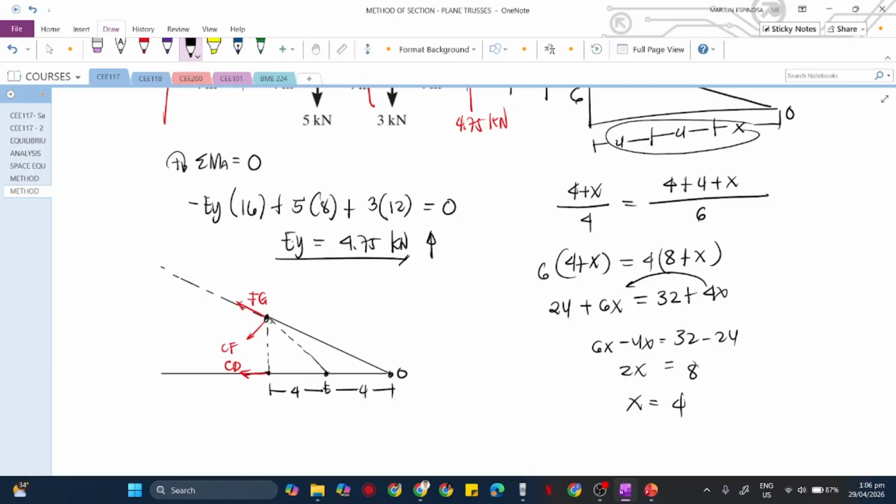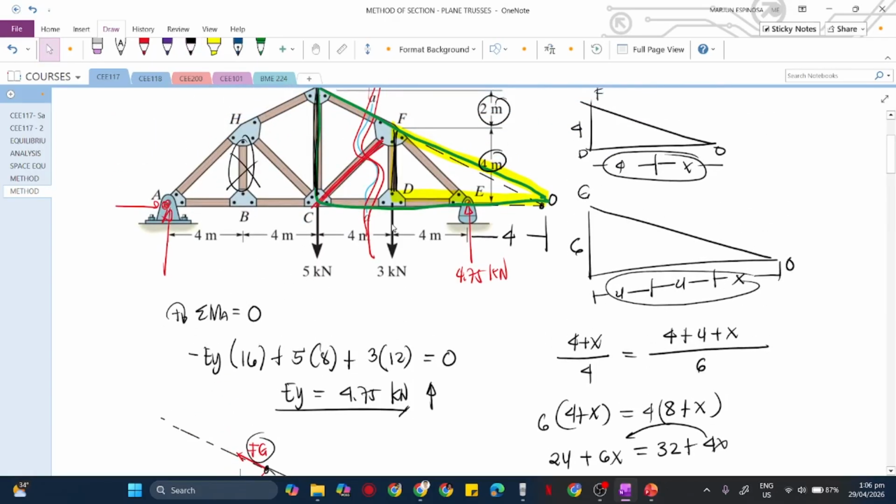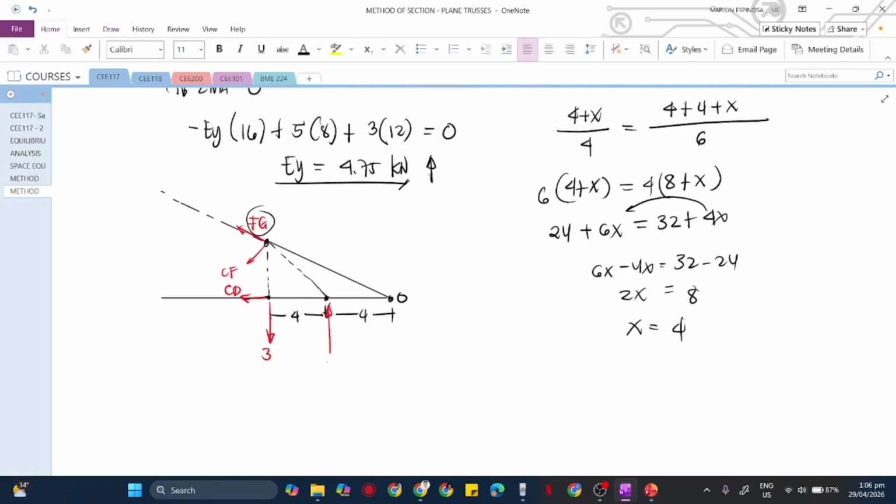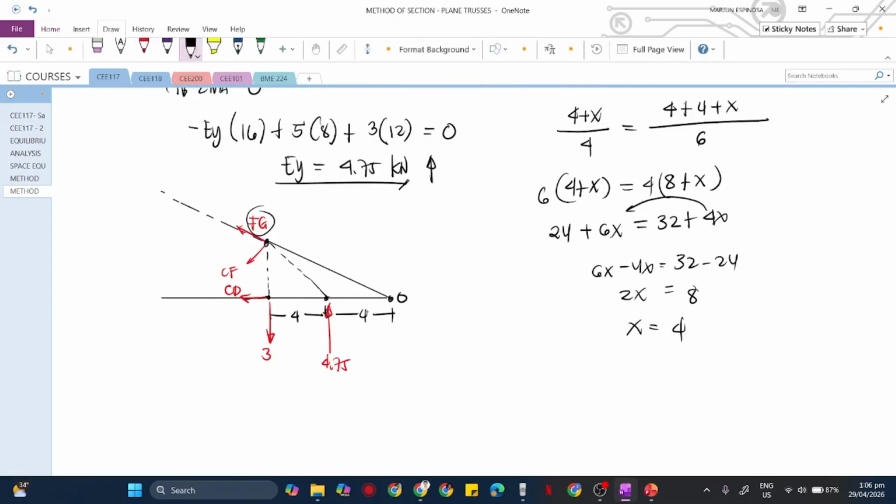Now, what we will do here is sum up the moment at point O. Sorry, we also have 3 kilonewtons here. And we also have a force here at E, which is 4.75. If we take moments at point O, we have already gotten the distance from point E, that is 4. Equate that to 0, positive is clockwise.